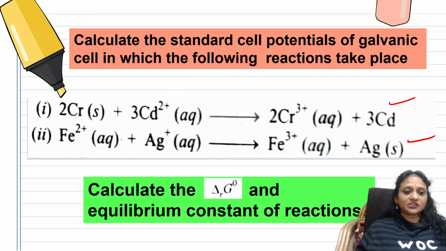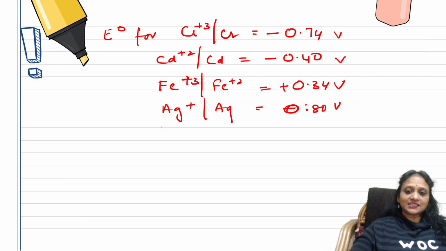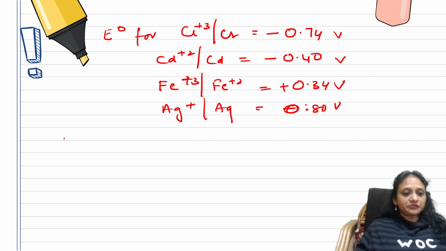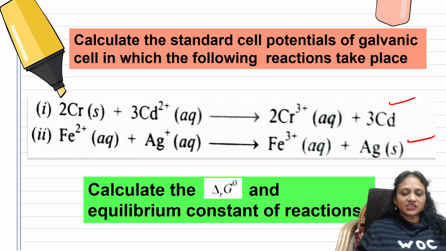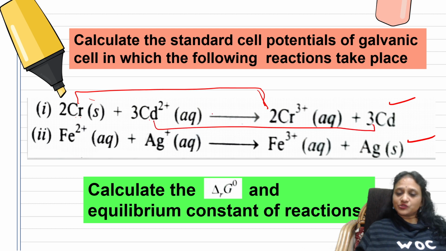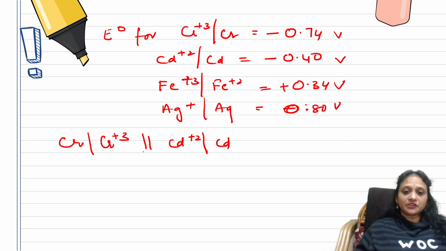Now let's start with the first one. The first one is there, no? This particular one. Let us write the cell notation. So the first one, Cr by Cr plus 3, salt bridge, Cd plus 2 by Cd. How did I write this? I have taken this equation, Cr getting converted to Cr plus 3, Cd plus 2 getting converted or reduced to Cd. So I have written that with the salt bridge notation.